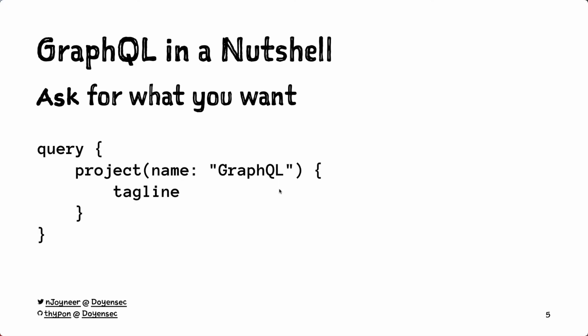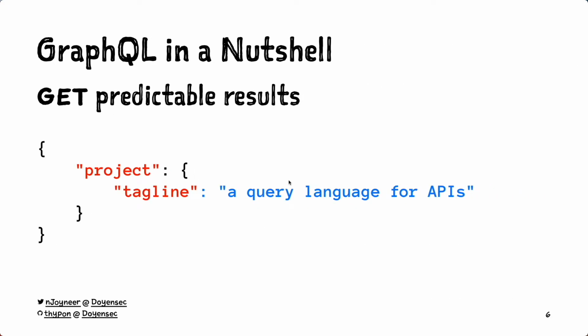GraphQL allows you to access the full capabilities of your data from a single endpoint and to query for specific types in your database. In this example, you can see that this query is asking for a project that has a given name, but it's not requesting the full object. It's requesting only the tagline attribute. From this query, you can get a predictable result in the form of a JSON response. As you can see, the response is containing a project whose tagline is the content of that object attribute.